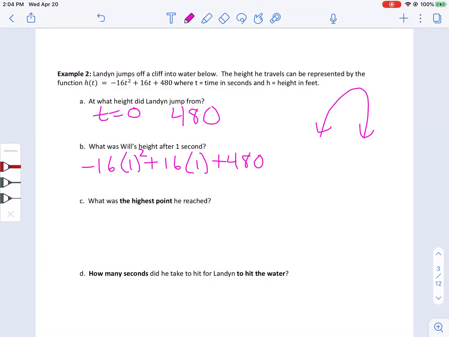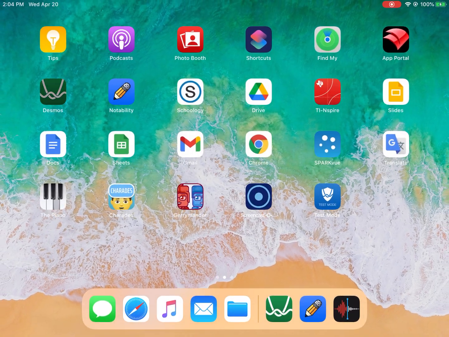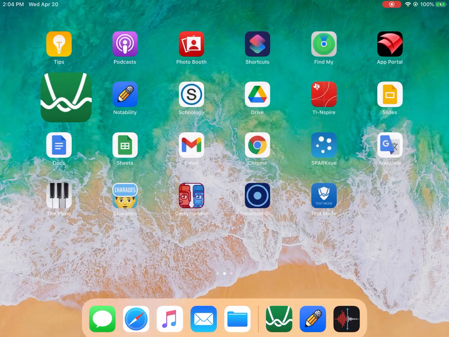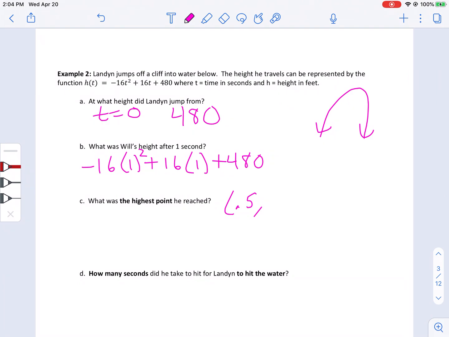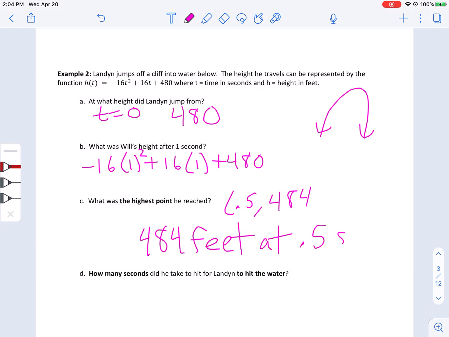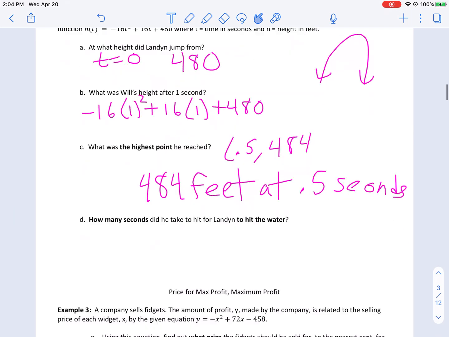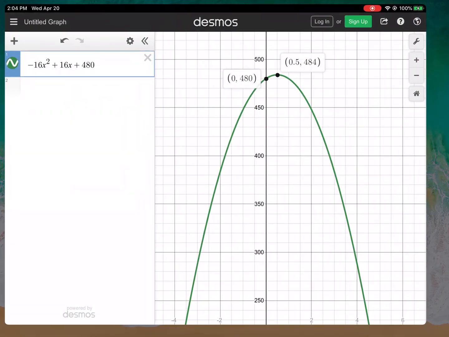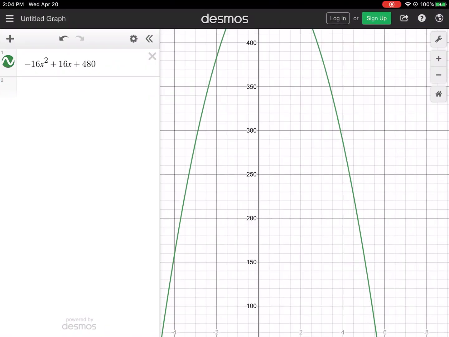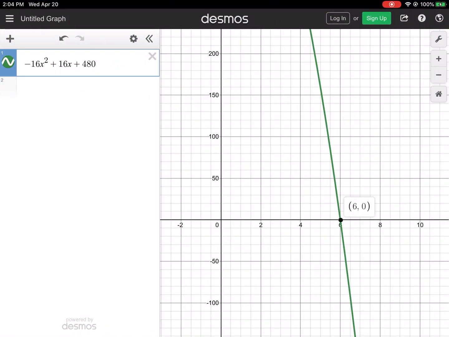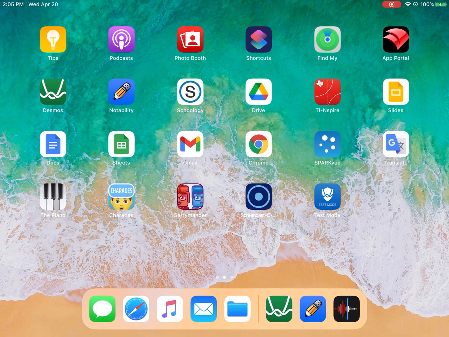So let's see. What is the highest point? So it was 0.5 and 484. So his highest point is 484 feet at 0.5 seconds. And then how many seconds did it take for him to hit the water? So if we go back here, when does he come down? When's our x-intercept? At 6 seconds.